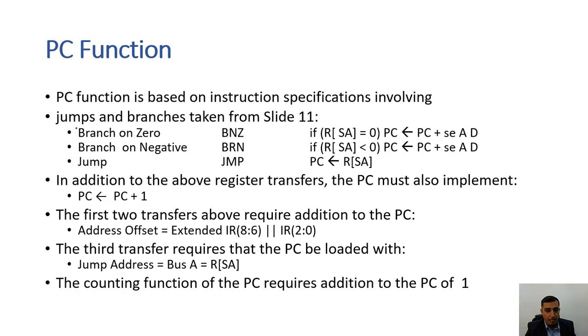The branches which we are going to associate are branch on 0, branch on negative, and jump instruction. This is basically unconditional. These are conditional jumps. Okay, these are conditional jumps. The difference also is that branch is for short distance. Jump is basically to any address. Okay, we jump to any address. So in addition to the above, the program counter should be able to do PC plus 1.